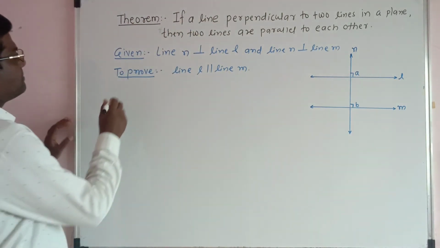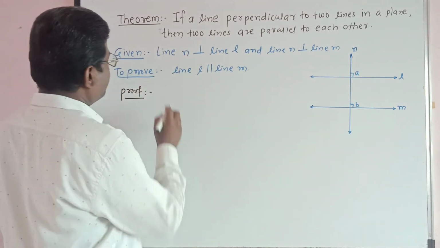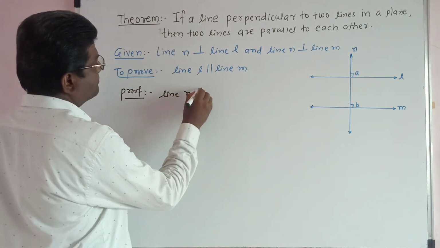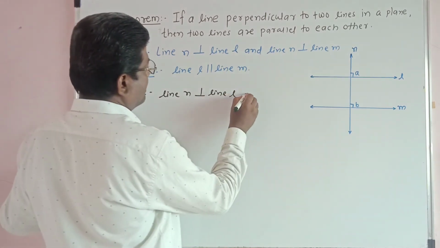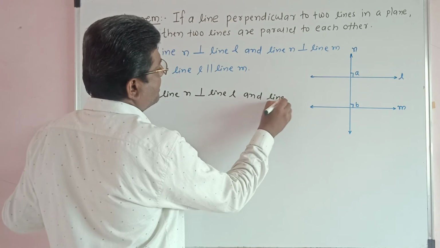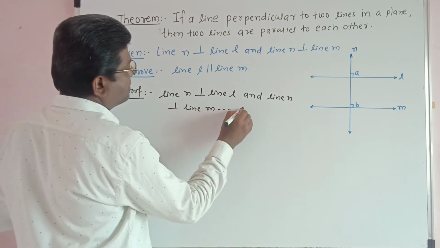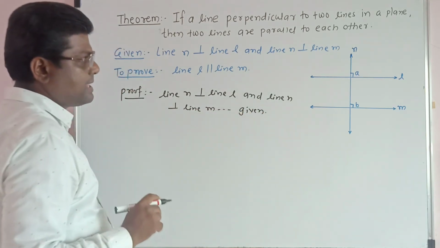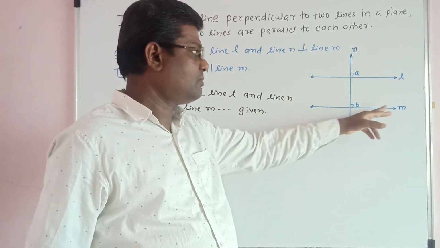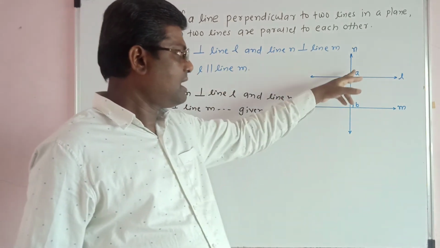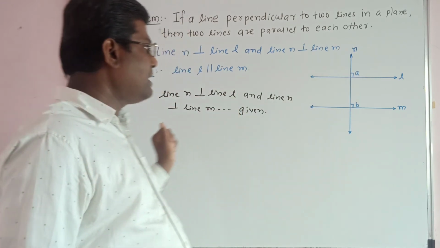Now let's see a proof. Line N is perpendicular to line L and line N is perpendicular to line M. It is given. Line N is perpendicular to line L, and line N is also perpendicular to line M. Therefore, this angle A is equal to 90 degrees, and this angle is also 90 degrees.